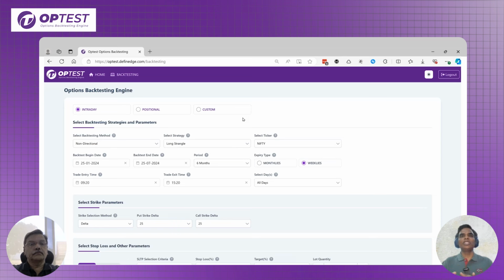Now coming to positional, it can run for much longer depending on the entry and exit parameters that you select. It could be from 45 days to even 2-3 days also. So depending on which kind of backtesting method you use, this can vary. But the thing here is that in positional, the entry and exit can be on different days.